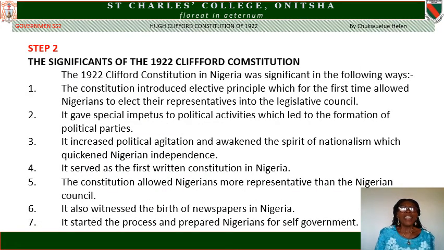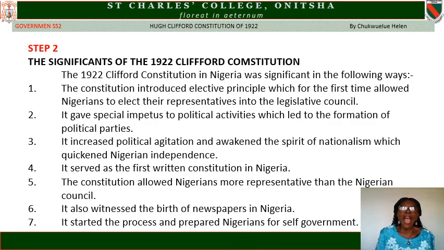So, the understanding of the features of this Clifford Constitution of 1922 is very important in the understanding of other subsequent lessons, like the significance of the 1922 Clifford Constitution. The Constitution was very significant and remarkable based on the following points. 1. The Constitution introduced the elective principle. Like I said, with that elective principle, which was ever introduced in Nigeria, Nigerians were to vote for their representatives into the Legislative Council.